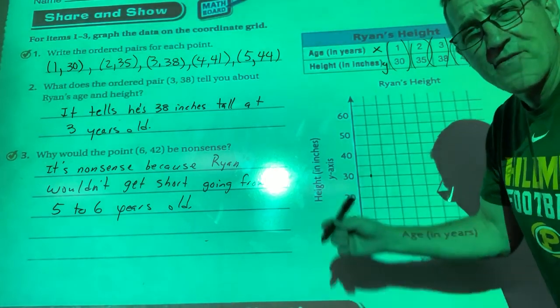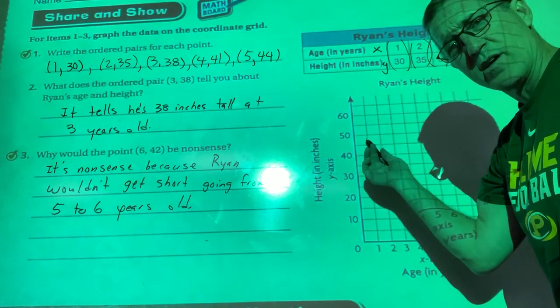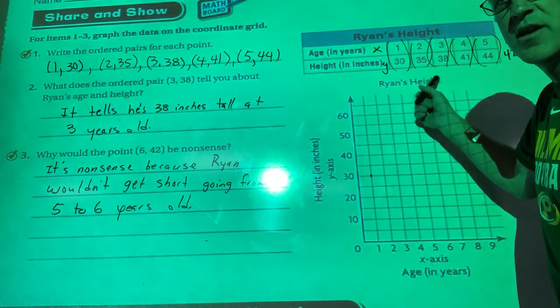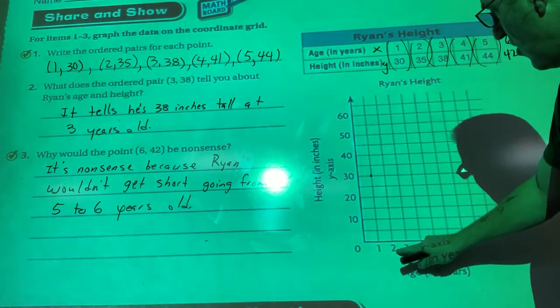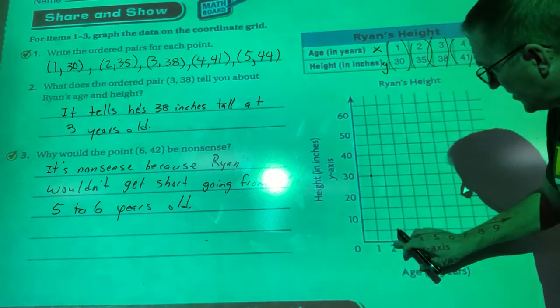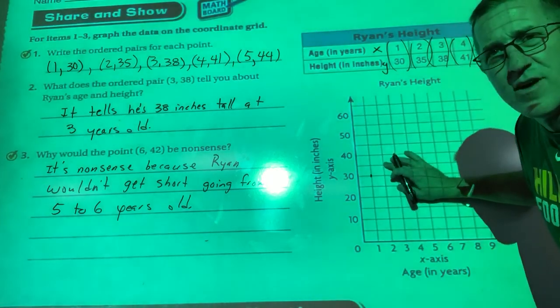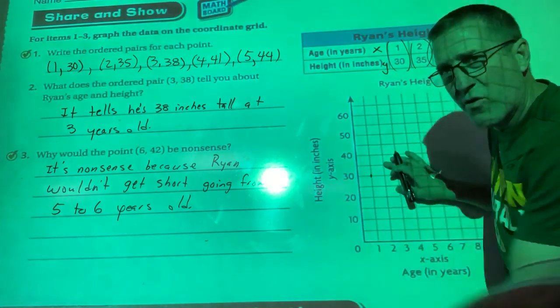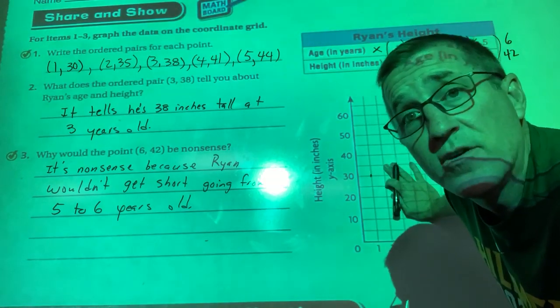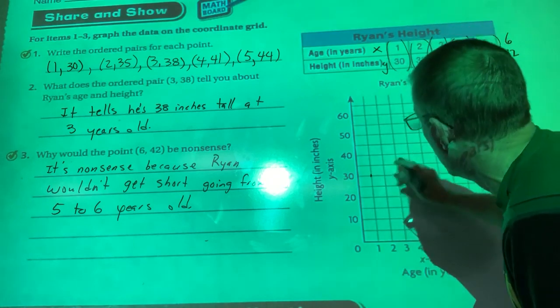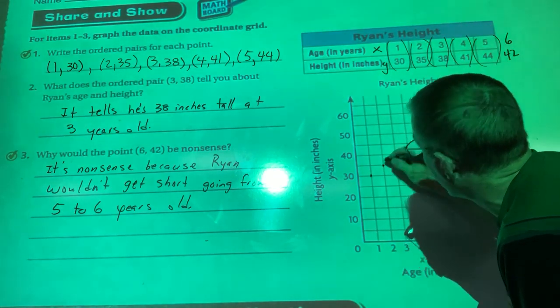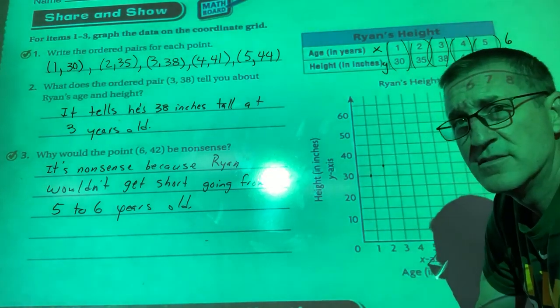So now we're gonna get a graph. Our water one went down because water got colder. This one's going to go up because Ryan's getting taller. Thank goodness. At 2 years old, he is 35. So I go over to 2. Now look, there's no 35 on my axis. I've got 30 and I've got 40. I wonder where 35 could be. Probably directly in between them all. So I'm going to put a dot right there between 30 and 40.